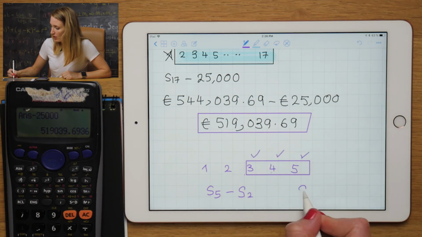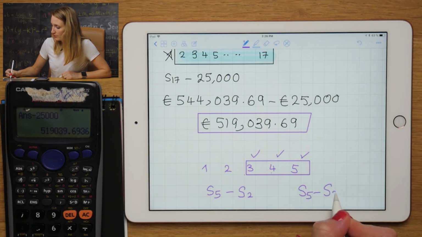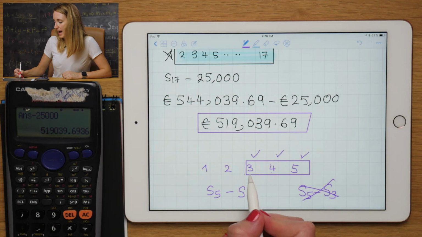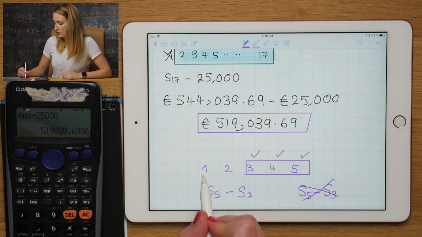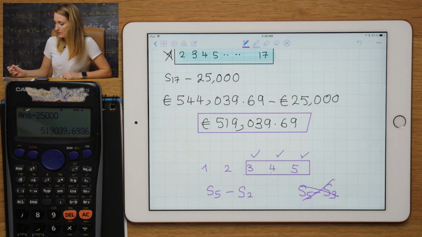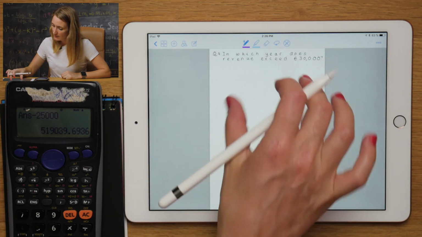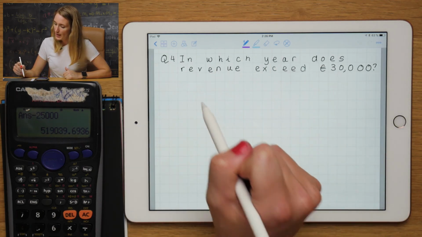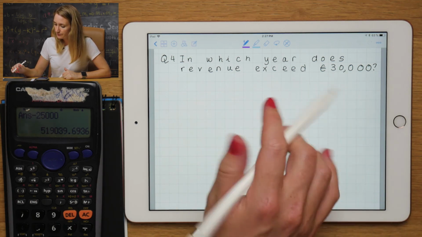A lot of people say, oh, well, it's the 5th year minus the 3rd year, and they do that calculation, and that's incorrect. You want to have the 3rd year left. So you would do the 5 years, subtract the first 2 years. Let's have a look at the last question here. In which year does the revenue exceed 30,000?